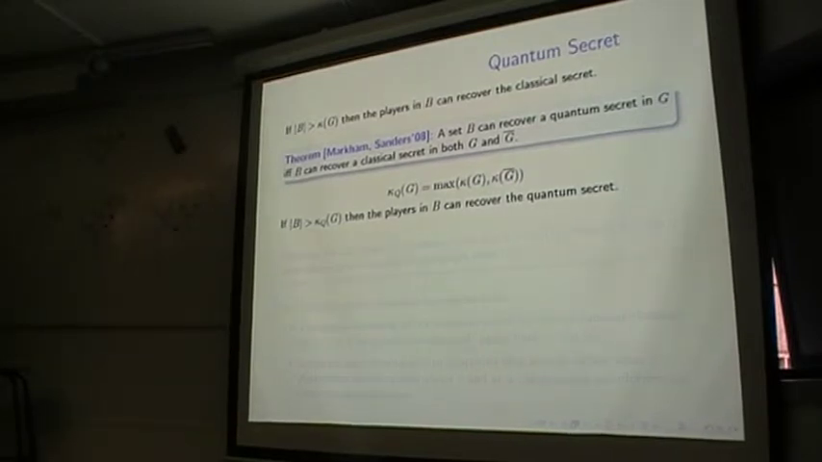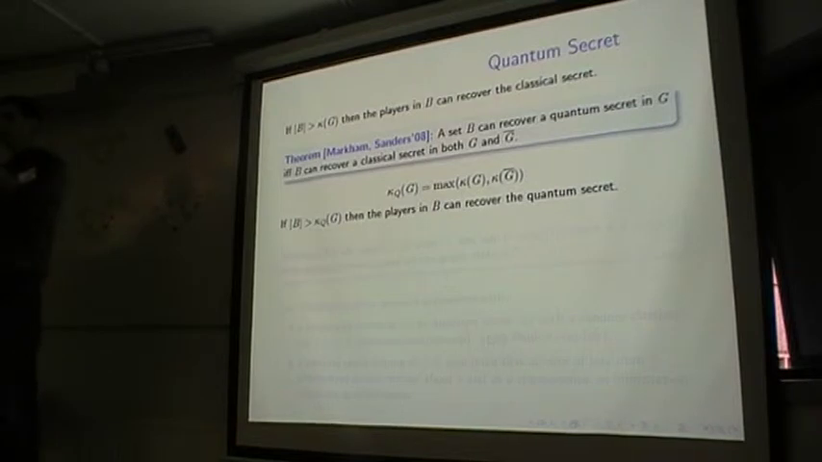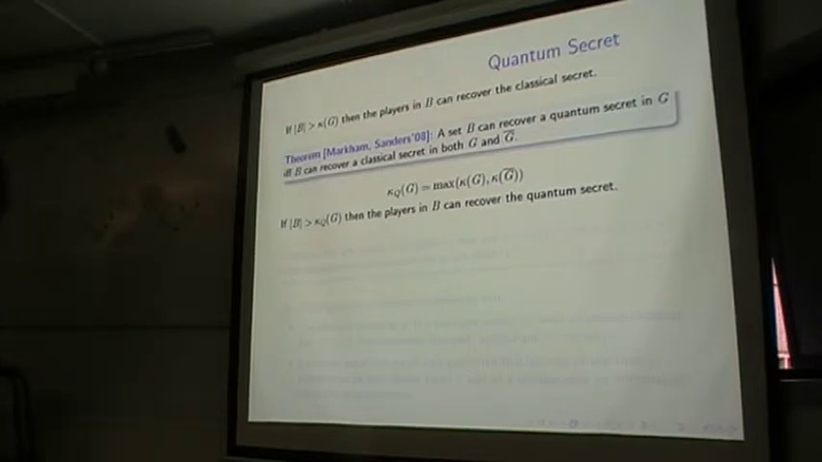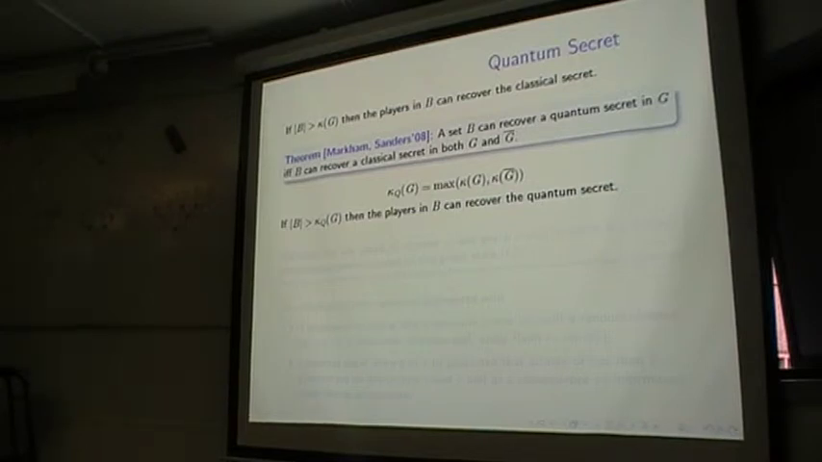In fact, it's not actually a threshold, because here we guarantee that if we take a set of players which is larger than kappa Q of G, then they can recover the secret. But in order to have a secret sharing scheme, we want to guarantee that if we take fewer than this number of players, they have no information about the secret. And in fact, this is not the case at the moment, because they may have some partial information about the secret. Here it does not say anything about the sets which are smaller than kappa Q of G.